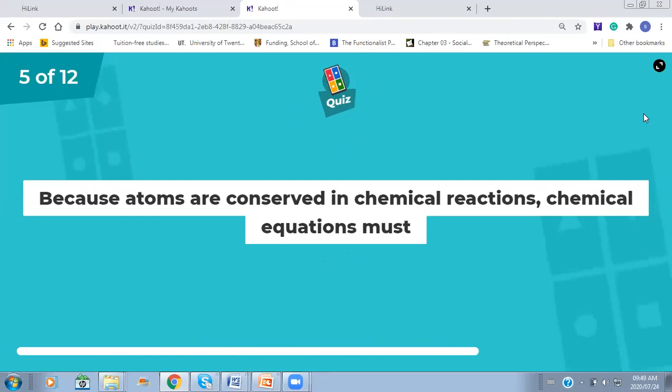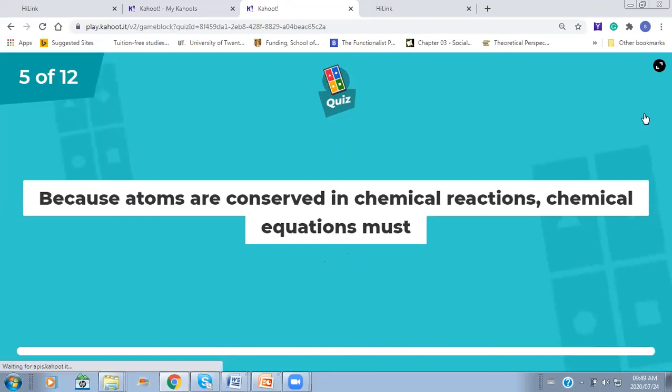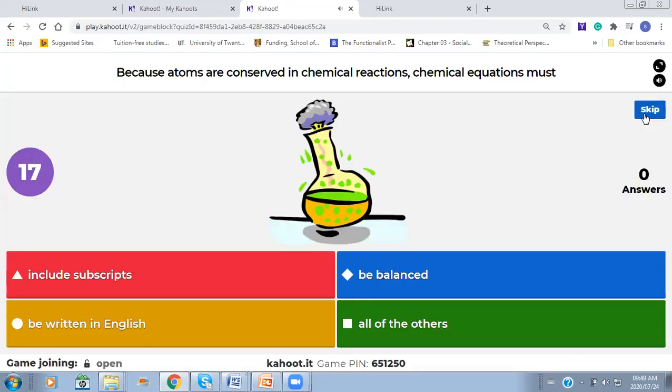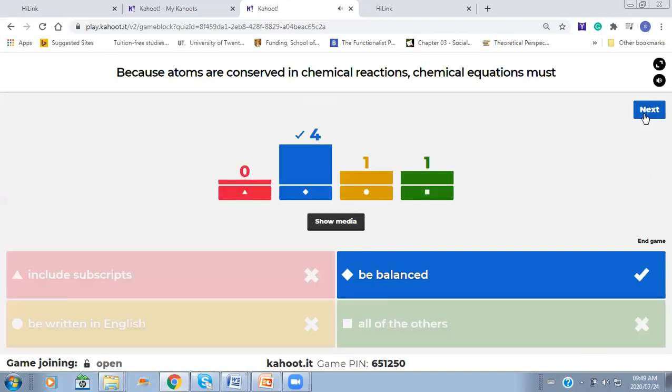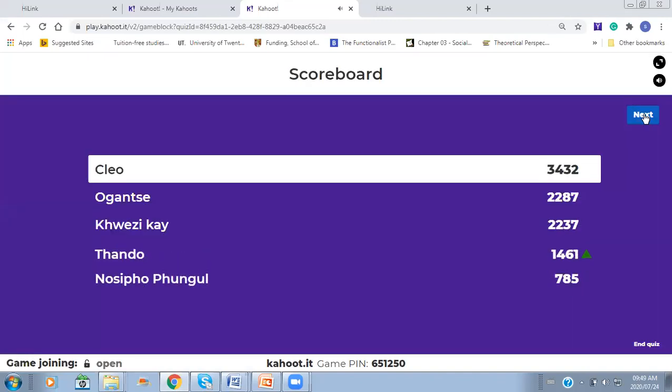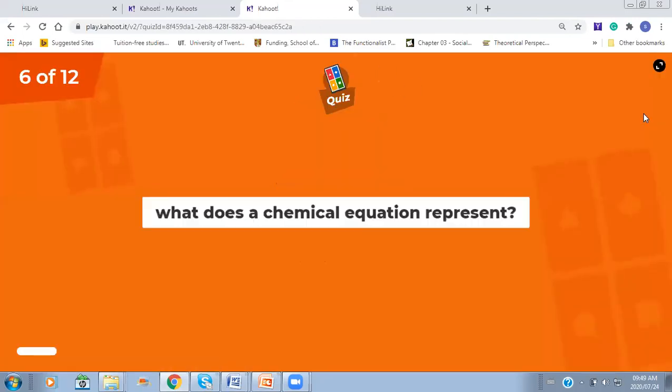Because atoms are conserved in chemical reactions, chemical equations must include subscripts, be balanced, be written in English, or all of the above. Okay, should be balanced. Perfect. Let's see. Yeah. All right, let's get going. I'm sure you are reading the scoreboard. Let's go to question six.